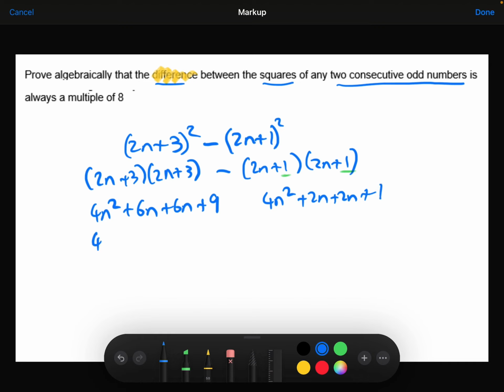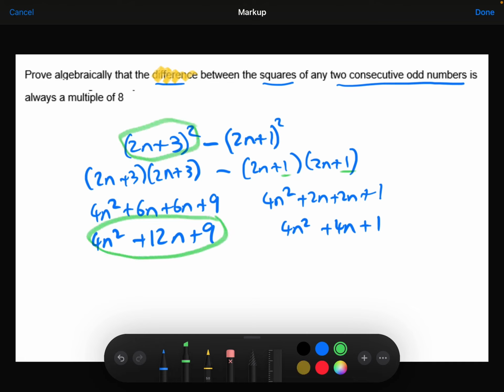We can collect up some like terms here. The 6n and the 6n is 12n. The 2n and the 2n is 4n. So far I've shown that this is the same thing as this, and this is the same thing as this. And now I need to deal with the fact there's a minus in the middle there.